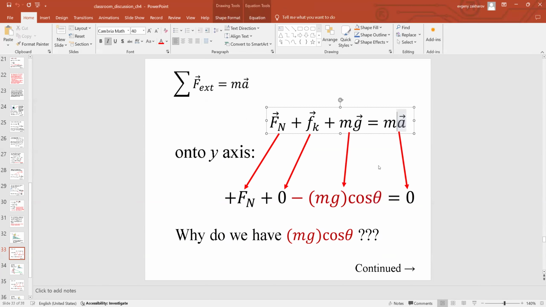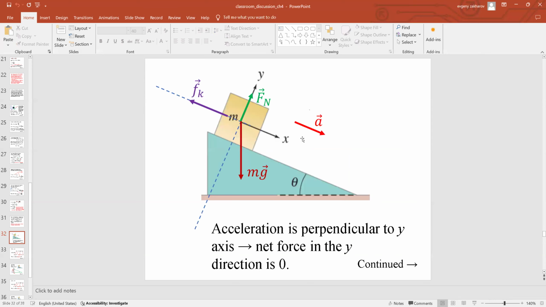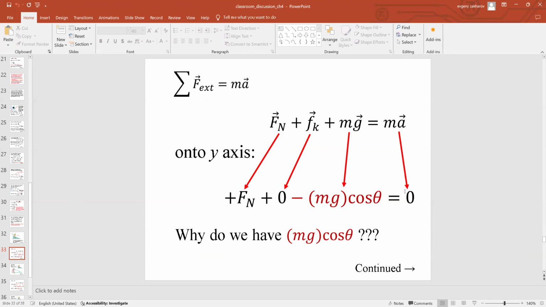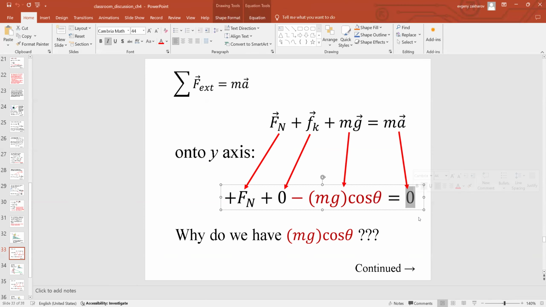And what do we say for acceleration? Acceleration is perpendicular onto y, and every time a vector is perpendicular, its component is 0. This is your y-axis to consider, the y-axis for the second Newton's law, the main dynamics equation.